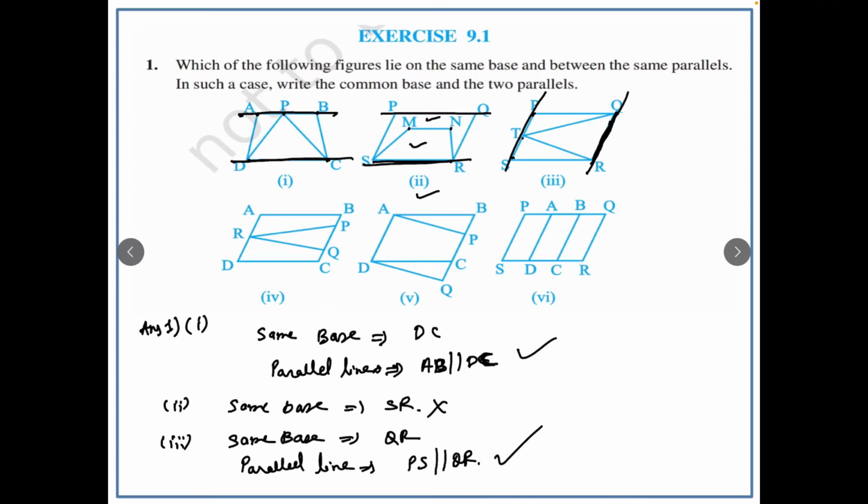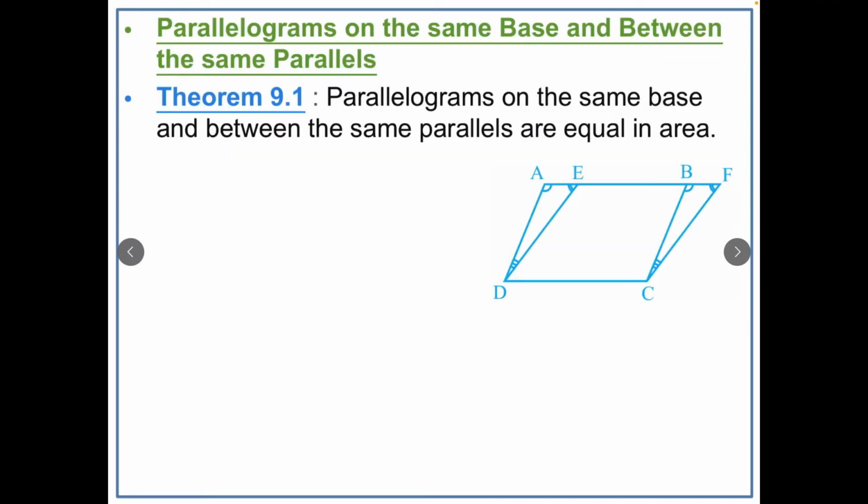Okay, now moving ahead, we will do some theorem also before exercise 9.2. So this is our subtopic number 2 from chapter number 9, which is parallelograms on the same base and between the same parallel. Here we are going to deal with parallelograms which are on the same base and between the same parallel. Earlier we had figures on the same base and between the same parallel, so there we had a trapezium or a parallelogram or a triangle, a pair of triangles or a pair of trapeziums or a pair of parallelograms. But here we will have only parallelograms which will be on the same base and between the same parallel.